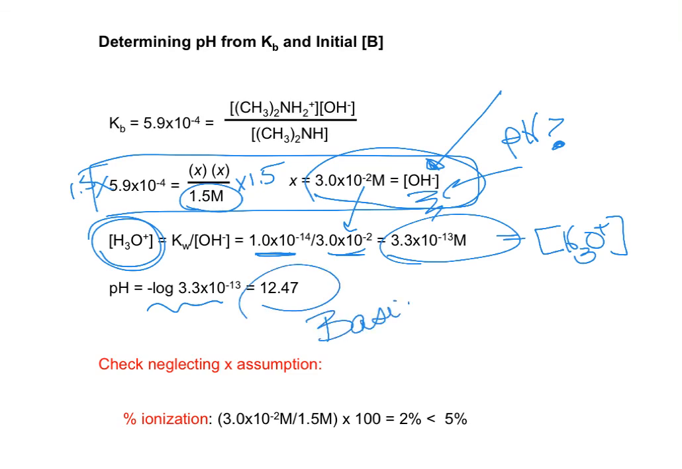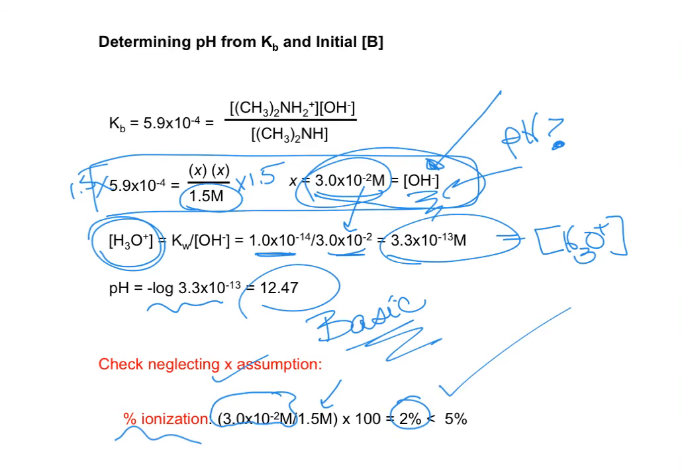You started with a base, right? So it better end up with a pH greater than 7. And just to check our neglecting X assumption, remember the 5% rule? If the percent ionization is less than 5%, we were safe in neglecting it. So the formula is the concentration of the ion, which in this case is hydronium, divided by the initial concentration of the weak base times 100. And percent ionization of this weak base is 2%. So we're good to go. We're safe to neglect.